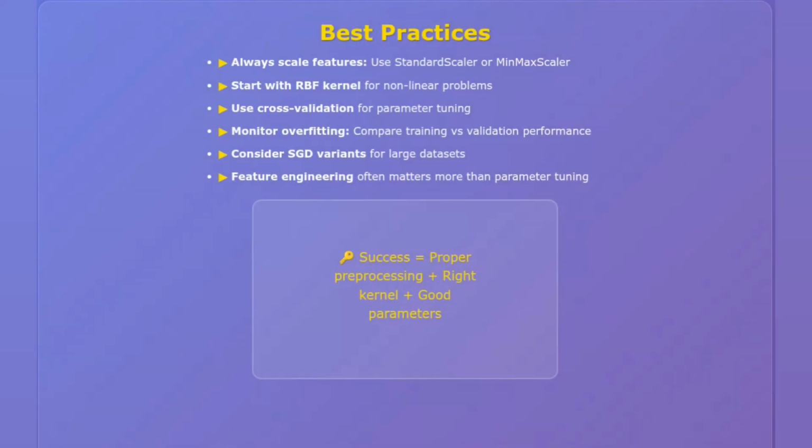Here are key best practices for using SVMs effectively. Always scale your features. Use standard scaler or min-max scaler. Start with RBF kernel for nonlinear problems and linear kernel for high-dimensional sparse data. Use cross-validation for parameter tuning, but be patient. It can take time. For large datasets, consider using stochastic gradient descent variants like SGD classifier. Monitor overfitting by comparing training and validation performance. And remember, feature engineering often matters more than parameter tuning.